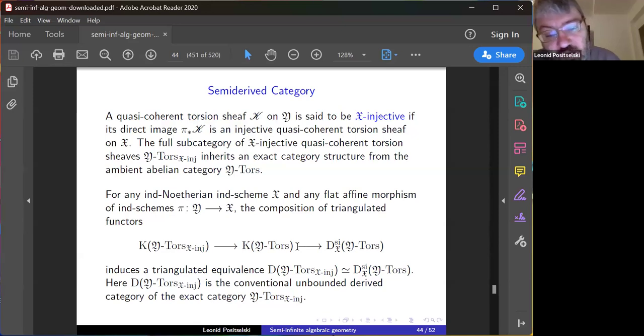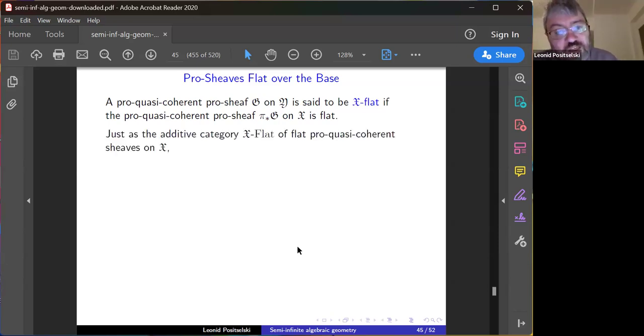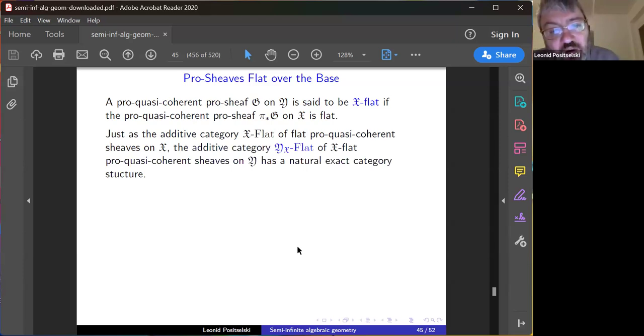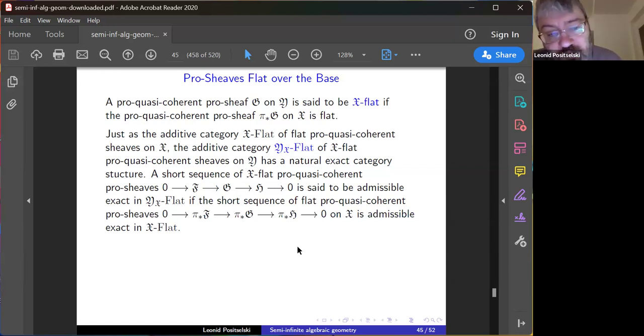Here D of Y-tors X-inj is the conventional unbounded derived category of the exact category Y-tors X-inj. Pro-sheaves flat over the base. A pro-quasi-coherent pro-sheaf G on Y is said to be X-flat if the pro-quasi-coherent pro-sheaf pi_* G on X is flat. Just as for the additive category X-flat of flat pro-quasi-coherent pro-sheaves on X, the additive category Y-X-flat of X-flat pro-quasi-coherent pro-sheaves on Y has a natural exact category structure. A short sequence of X-flat pro-quasi-coherent pro-sheaves is said to be admissible exact in Y-X-flat if the sequence of direct images is admissible exact in X-flat. This is the definition of the exact structure of Y-X-flat.